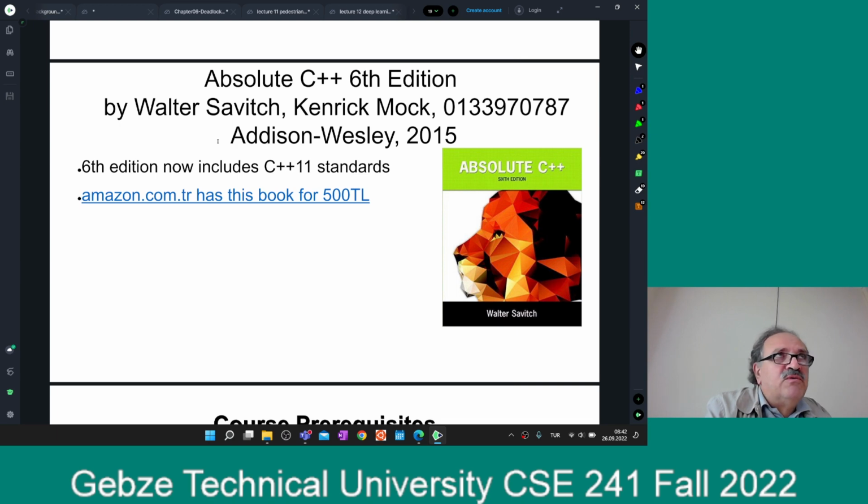Don't try to pass this course using the slides or the PDF and that kind of other sources. Buy the book and use it. At least borrow it from somebody else. I know 500 Turkish liras is not cheap, but at least it is not 1,500 Turkish liras. Okay, it is less than 1,000 liras, but it is what it is.